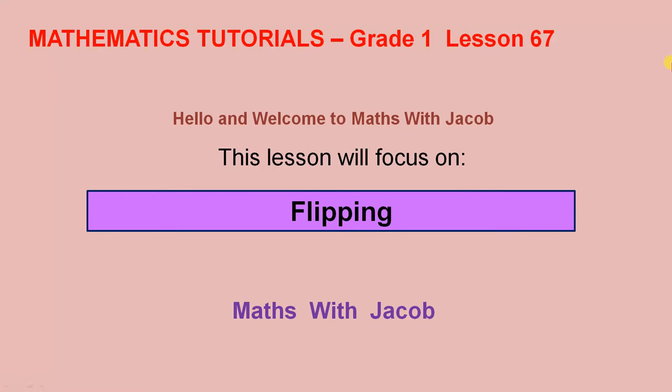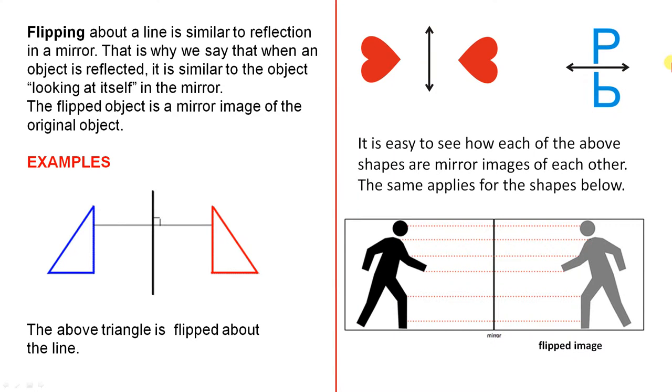This lesson will focus on flipping. Flipping about a line is similar to reflection in a mirror. That is why we say that when an object is reflected, it is similar to the object looking at itself in the mirror. The flipped object is a mirror image of the original object.